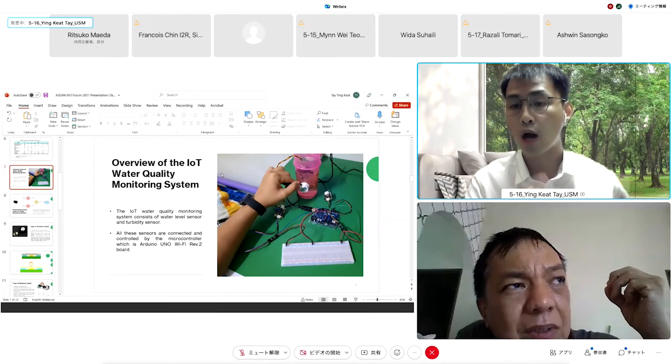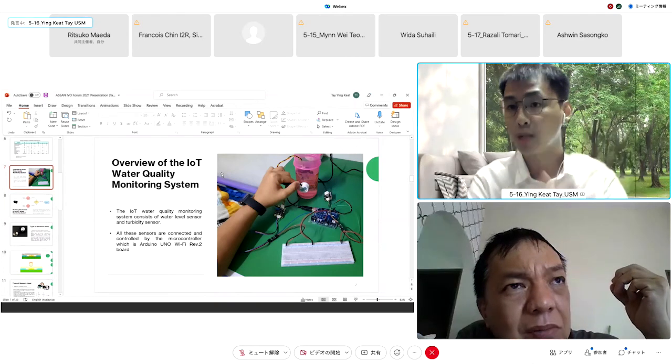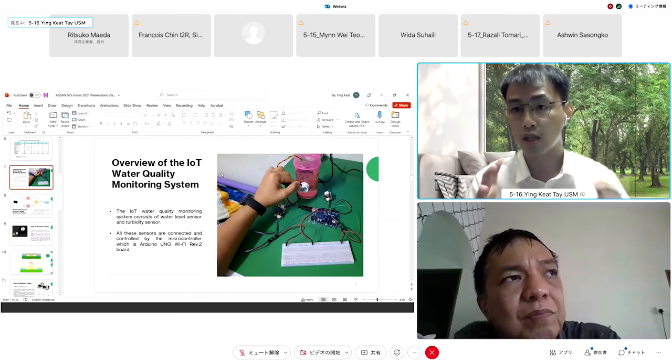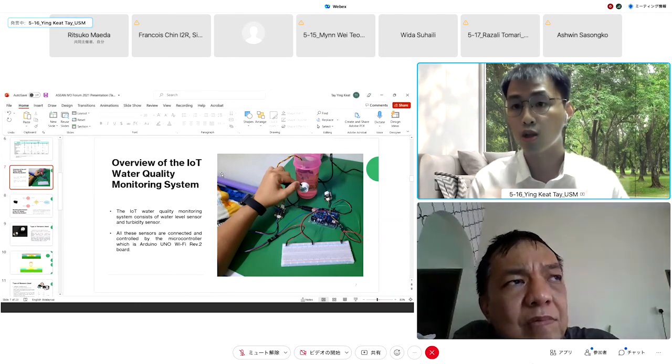I'll be in charge of monitoring those water quality parameters such as turbidity, pH, TDS, and conductivity. All these parameters are extremely important to determine the water quality.